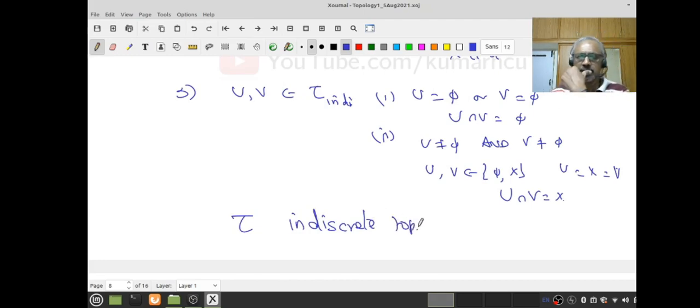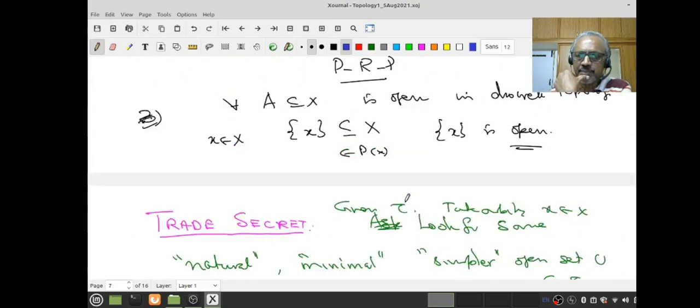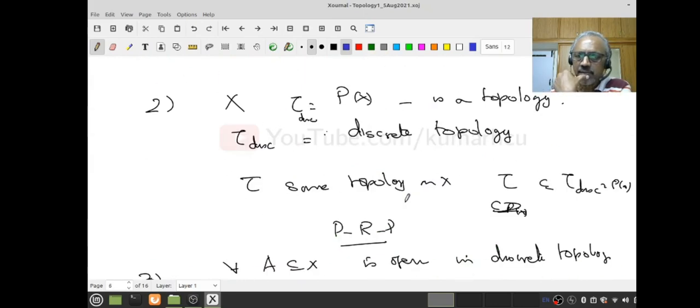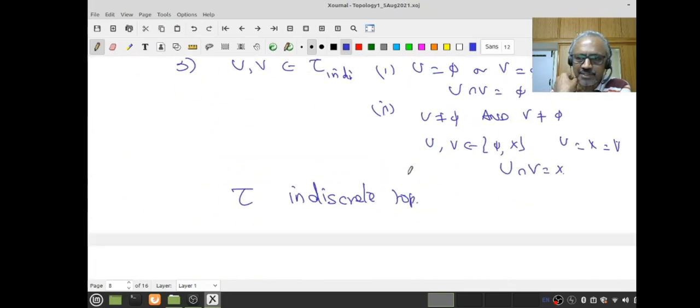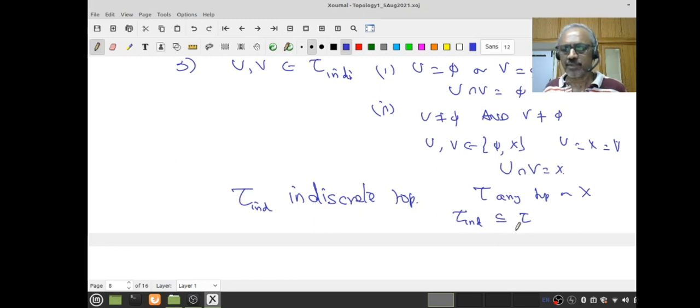Now I asked a question earlier. Do you remember? Let's look at the discrete topology. Let tau be any topology on X. What is the relation between tau and the discrete topology? What is the answer? Tau must always be a subset of the topology, namely the power set. Now what should be the natural question I should ask here? If tau is any topology on X, then tau indiscrete is contained in tau, because tau will always contain empty set and full set.